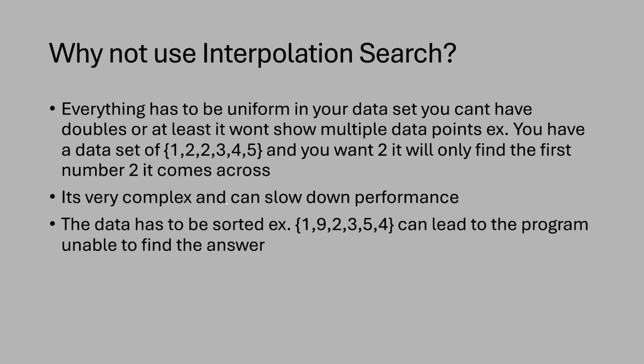It's very complex, and it can slow down your performance because there are so many things you have to go through for an interpolation search. And the data has to be sorted. You can't have 1, 9, 2, 3, 5, 4. It can lead the program to be unable to find the answer that you want. So it's kind of the problem of it needing to be able to see the difference between the top and bottom. It's a big problem in interpolation search. There are a lot better searches that will find your data better in these kinds of scenarios.